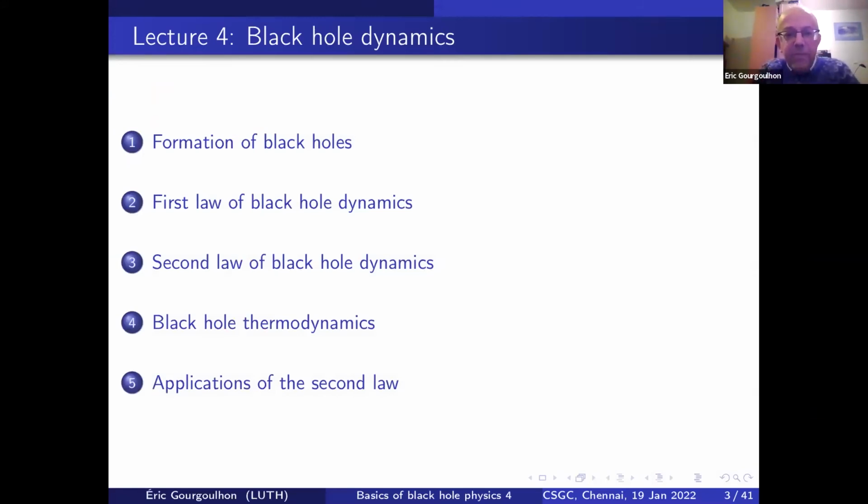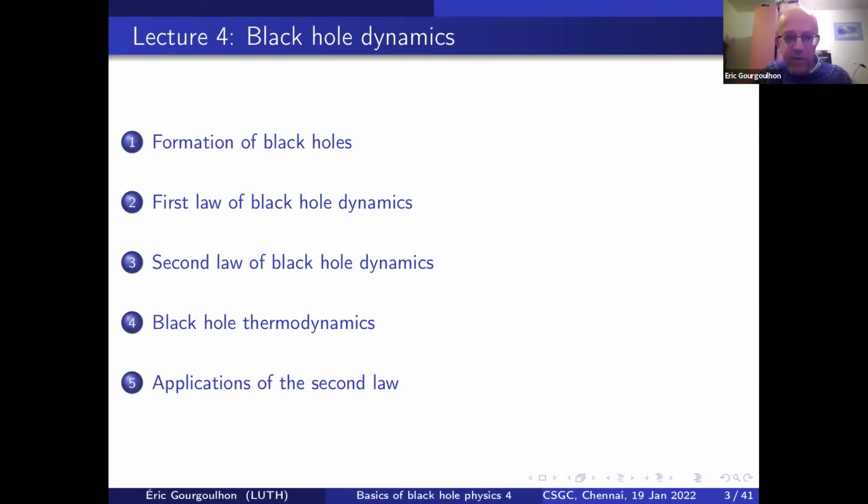This is the plan for today. First, we will discuss a little bit the formation, the birth of black holes. Then we will derive the so-called first law of black hole dynamics. In a third part, we will derive the second law of black hole dynamics. And then we will realize that all these laws can be put together with a zeroth law and a third law to obtain the so-called black hole thermodynamics. Then we will see a few applications of this black hole thermodynamics, in particular the second law, especially applications to gravitational wave emissions.